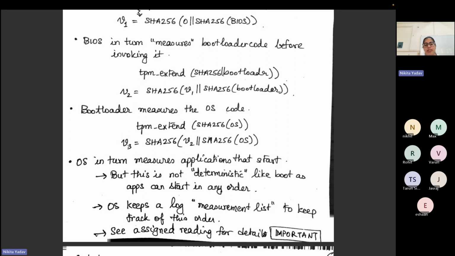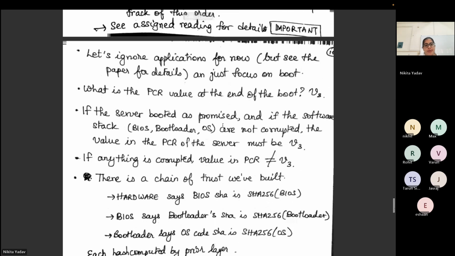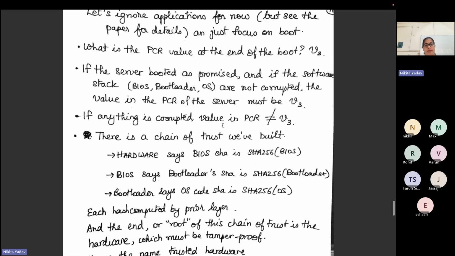So this value V3 is actually the proof that you have to send to the client. This value V3 is a hash chain with these arguments: SHA-256 of BIOS, SHA-256 of bootloader, SHA-256 of the OS. These were the arguments to the TPM. Then we said that if we trust the hardware, we have been able to establish this chain of trust. If you trust the hardware, then you can establish trust in BIOS, and then in bootloader, and then in OS, and so on.